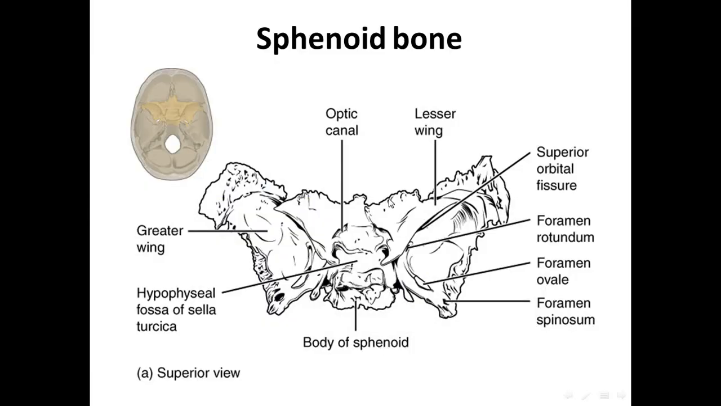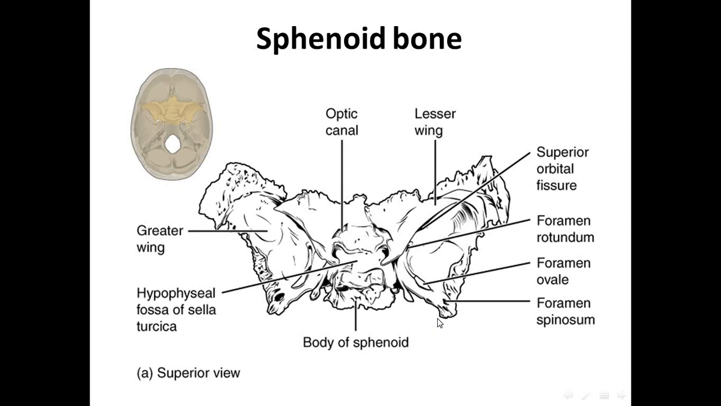This is an isolated sphenoid bone. So this is the lesser wing and this is the greater wing. At this location is the superior orbital fissure, foramen rotundum, foramen ovale, and foramen spinosum. This is the body of the sphenoid. This is the sella turcica or hypophyseal fossa. This is the optic canal, the opening of the optic nerve.